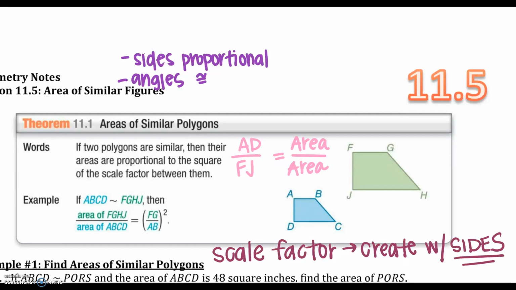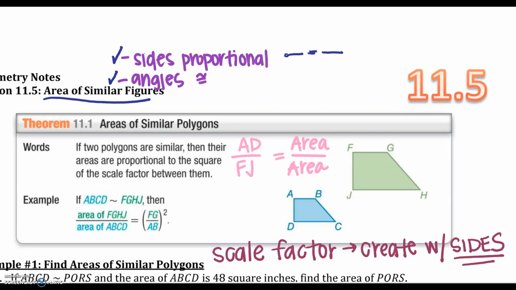This is lesson 11.5, and we are dealing with area of similar figures. Just as a refresher, in similar figures, sides are proportional, which means side length over side length equals side length over side length. You're comparing the two figures, and their sides should be proportional, and then your angles are congruent. So just a little background of what we have talked about for similar figures before.